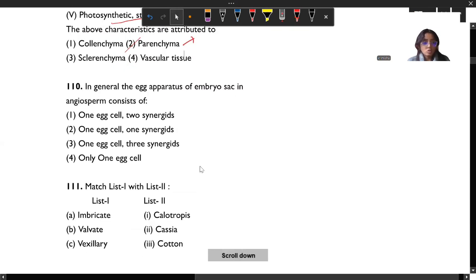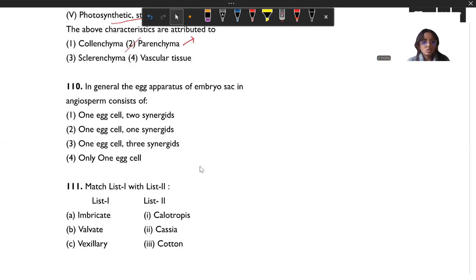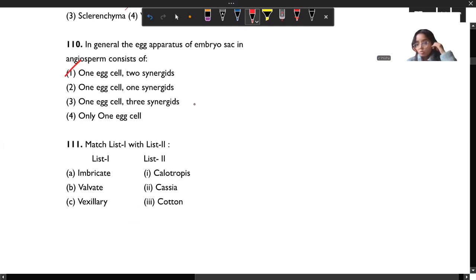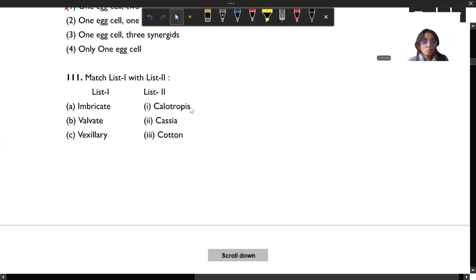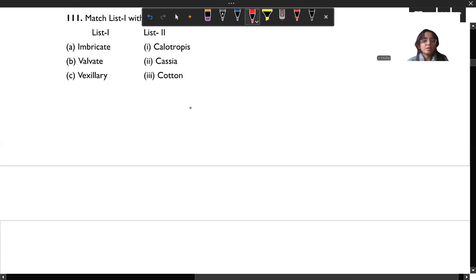Then moving on to question 110, what does it say? The general egg apparatus of the embryo sac of angiosperms consists of one egg cell and two synergids. This is so easy, so easy. I cannot tell you, this is the easiest question possible from your sexual reproduction in flowering plants. Moving on to question 111. This is also purely memory based and I love this question. This is so good a question.